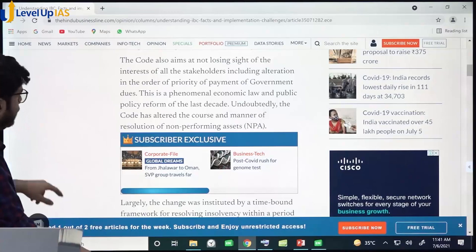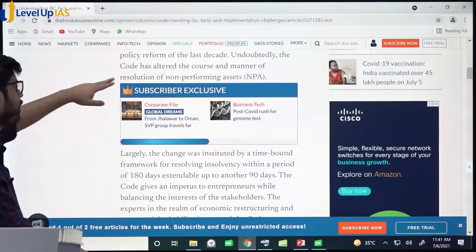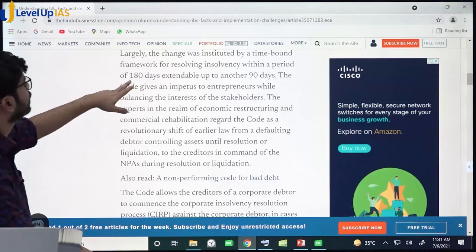We are yet to cover that. I will come to this. The code has altered the course and manner of resolution of non-performing assets. Time bound is, sir, you told 330 days, it is 180 plus 90 plus more 90. I told you total 330 days hai wo.